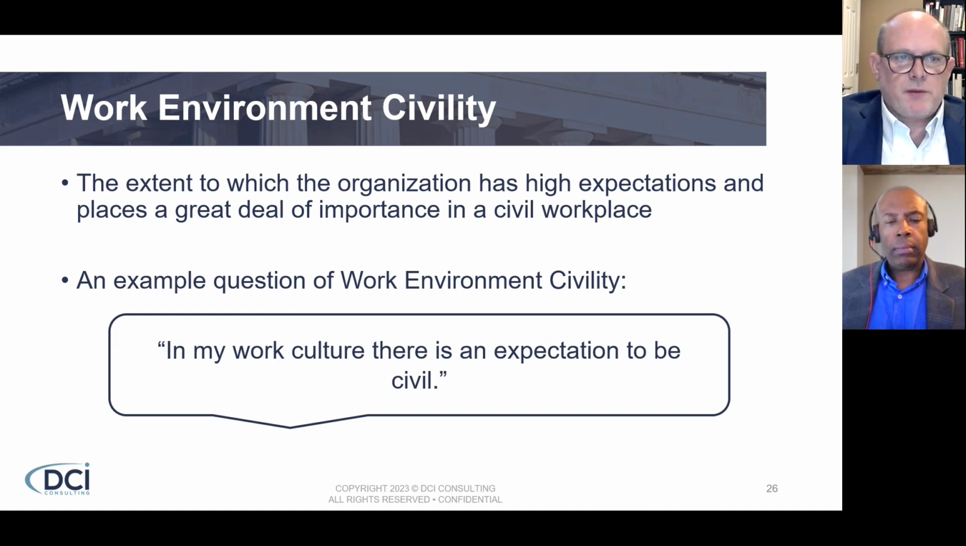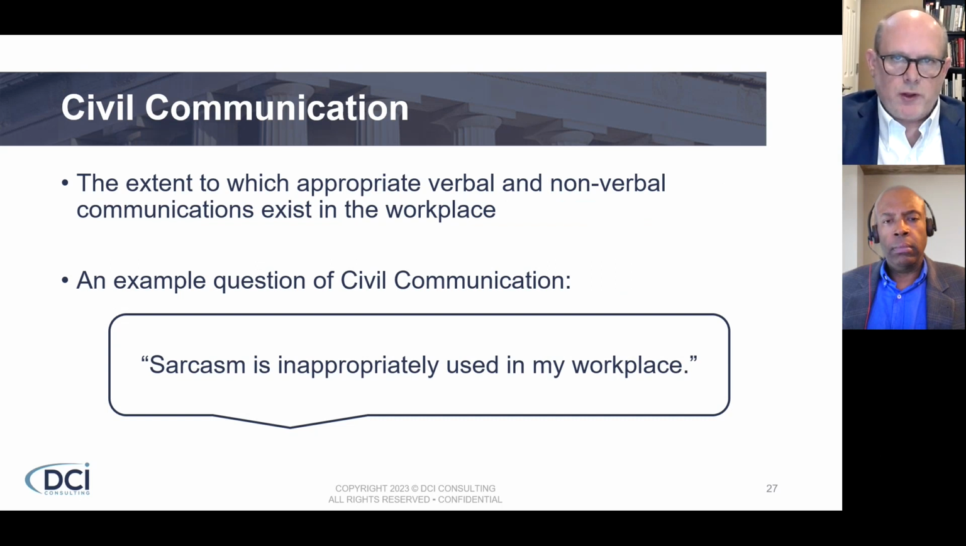Finally, the one that was maybe a little bit interesting was civil communication. This stood on its own and had very good reliability. It shows that when you write a whole bunch of questions, you're not sure what you're going to get, but we found enough questions to have a factor. We call this civil communication, which is the extent to which appropriate verbal or nonverbal communications exist in the workplace. An example question is, "Sarcasm is inappropriately used in my workplace." If somebody says, I strongly agree with that, that would not be an example of civil communication. We would reverse score that, and that would be low civil communication if somebody strongly agrees with this. So this is what we call a reverse scored item.